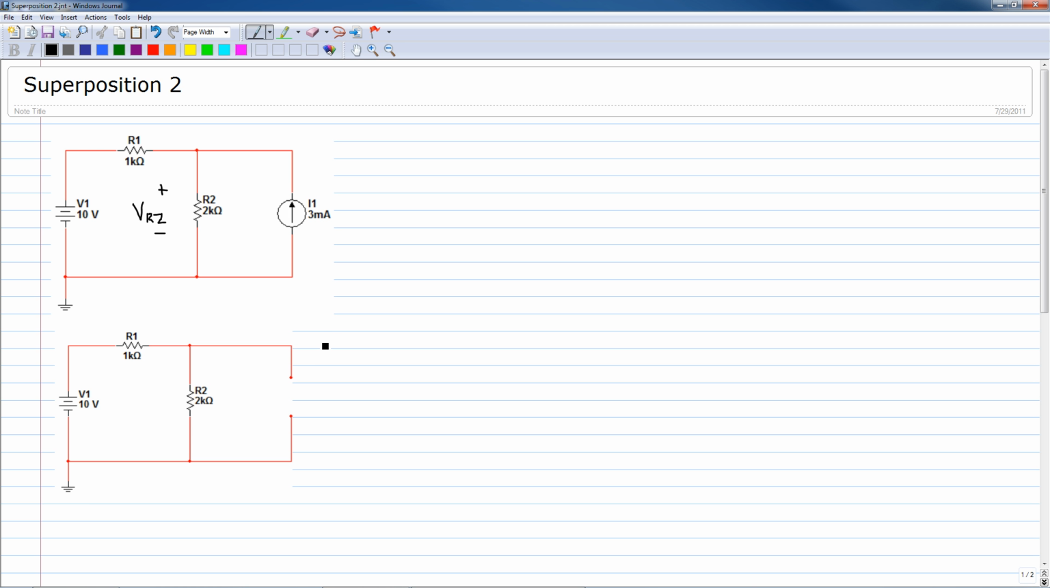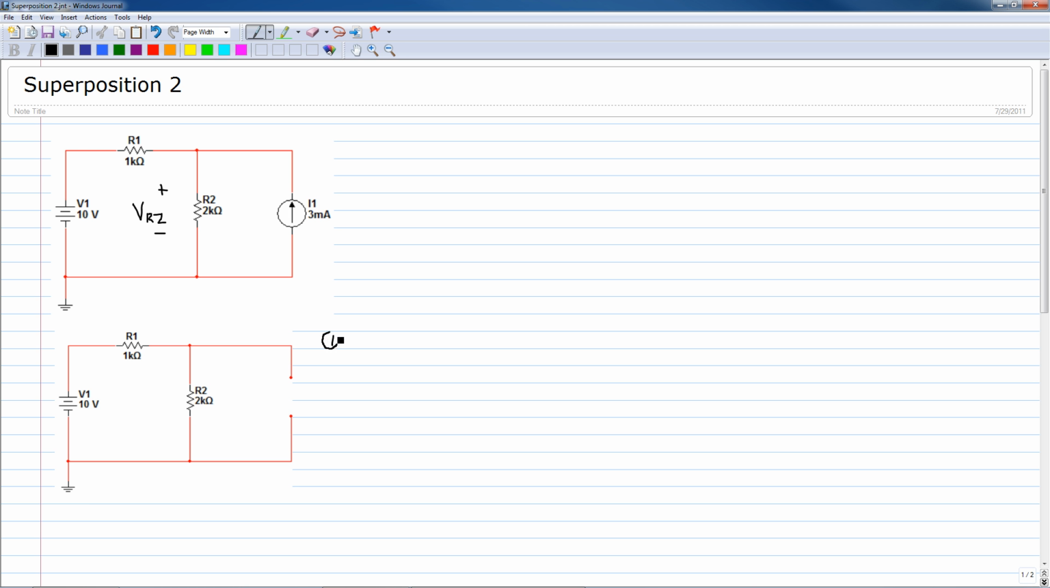So to use superposition, we need to eliminate one of the sources. We will eliminate I1 first by opening it up. Once that is done, that leaves R1 and R2 in series. We can find the voltage drop across R2 by using the voltage division rule.